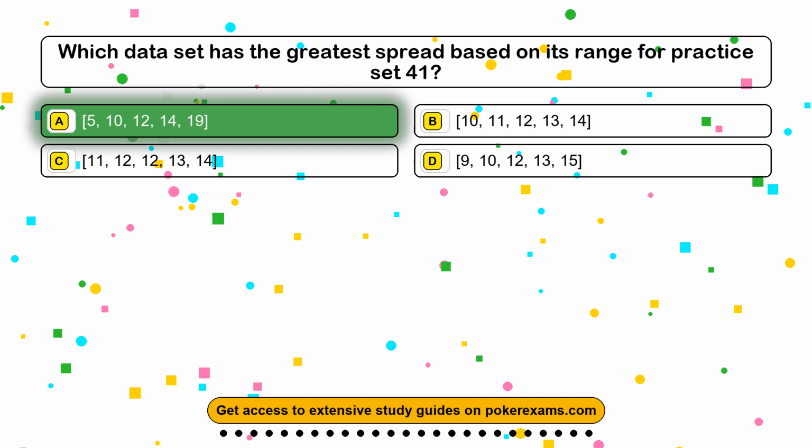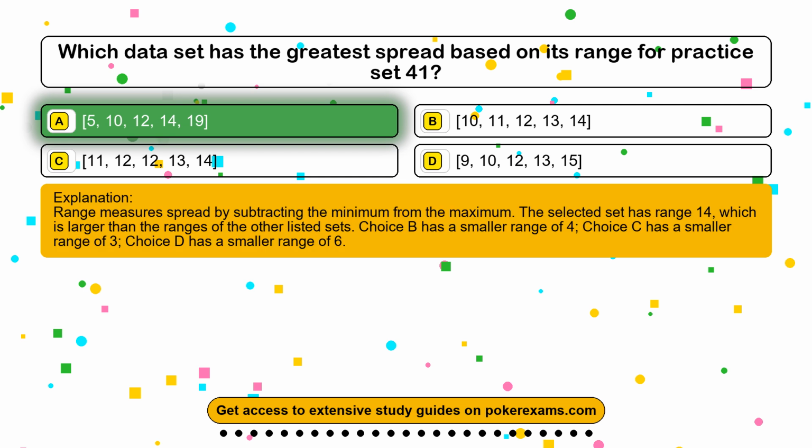The correct answer is option A, 5, 10, 12, 14, 19. Range measures spread by subtracting the minimum from the maximum. The selected set has range 14, which is larger than the ranges of the other listed sets. Choice B has a smaller range of 4, Choice C has a smaller range of 3, Choice D has a smaller range of 6.